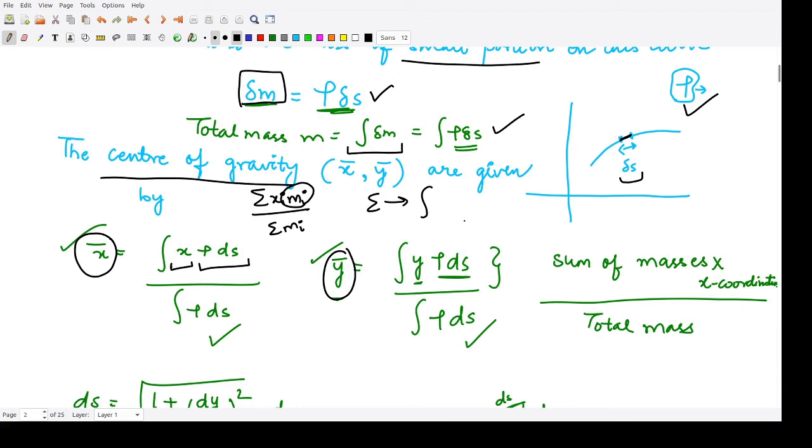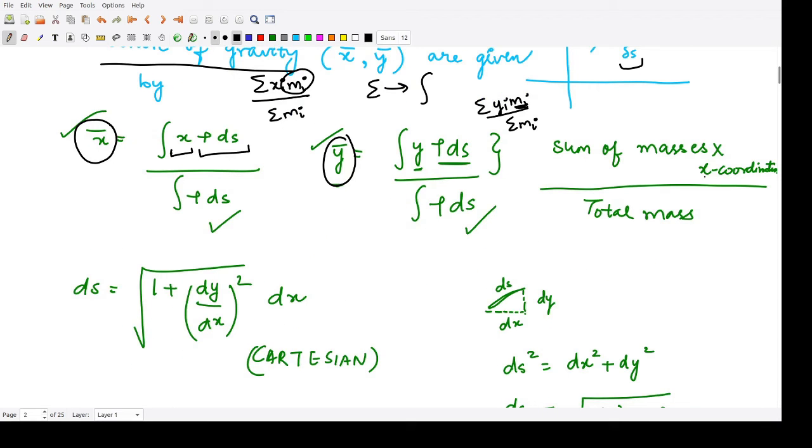For y we had this formula, summation yi mi divided by summation mi. So summation is replaced by integration, and this mi is represented by rho delta s, right? So it is the sum of masses in x coordinates or y coordinates divided by the total mass. So now what is this ds here? Or if we have our curve defined in Cartesian equations, what is this coordinate?